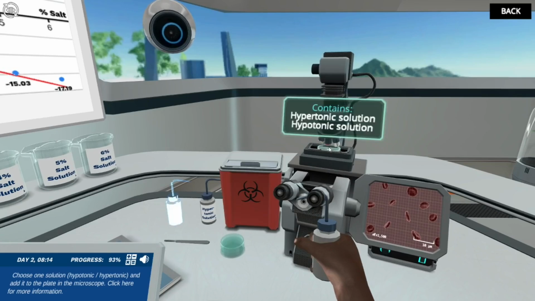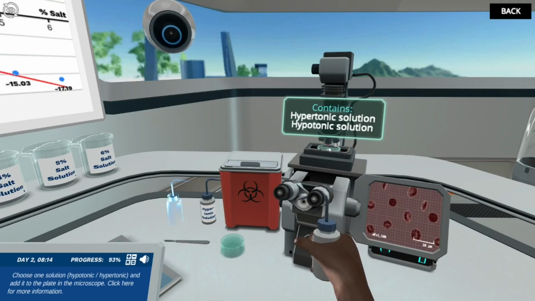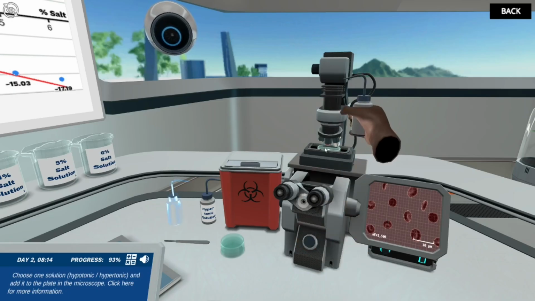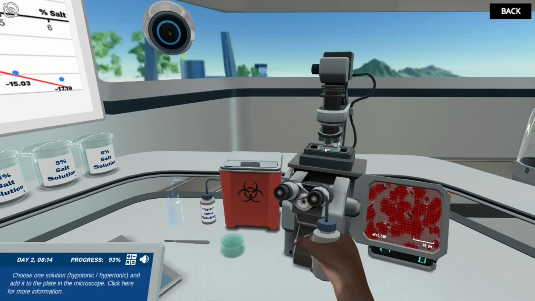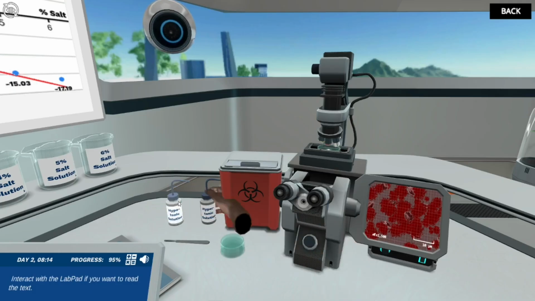Try adding more hypotonic solution. The red blood cells swell. Keep adding the hypotonic solution to see what happens. Oh no, the red blood cells exploded and died. As you can see, the red blood cells are permeable to water, just like the potato cells.